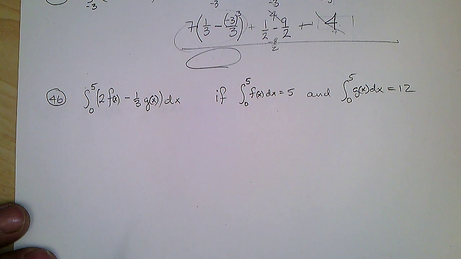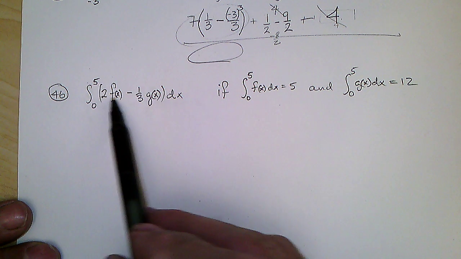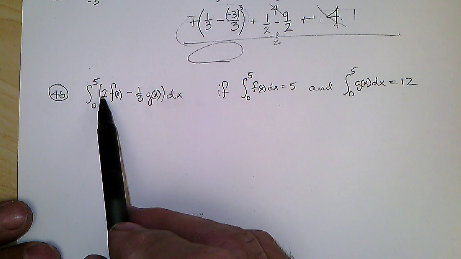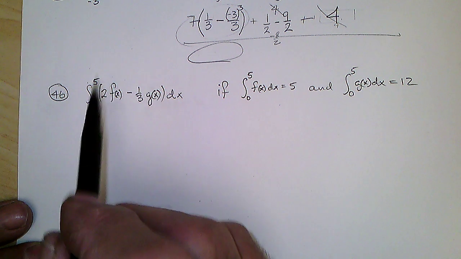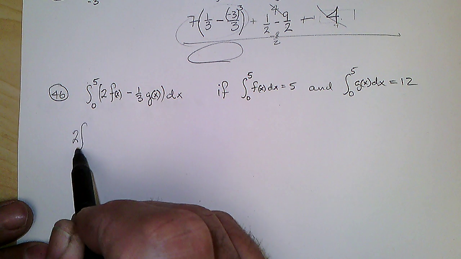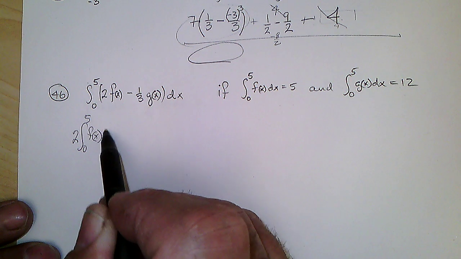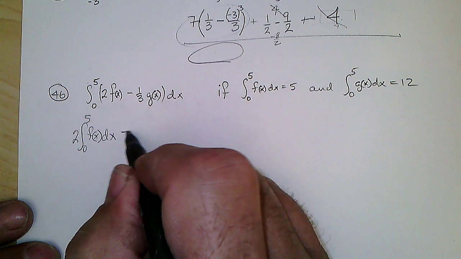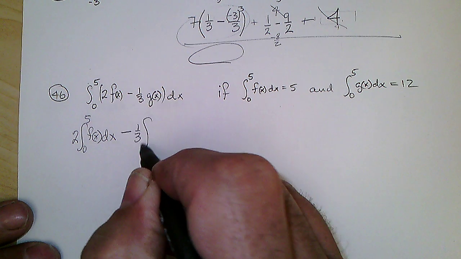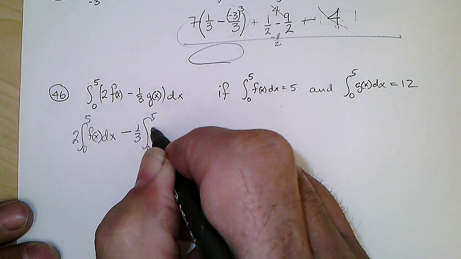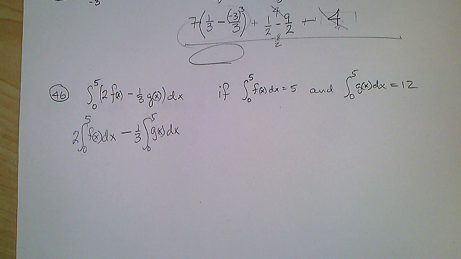This one, it says from 0 to 5 of this. Well, I can split this up into two integrals, and I can pull out the 2, so this will be 2 times the integral from 0 to 5 of f of x dx, minus, I can pull the 1/3 out of this one, 1/3 the integral from 0 to 5 of g of x dx.